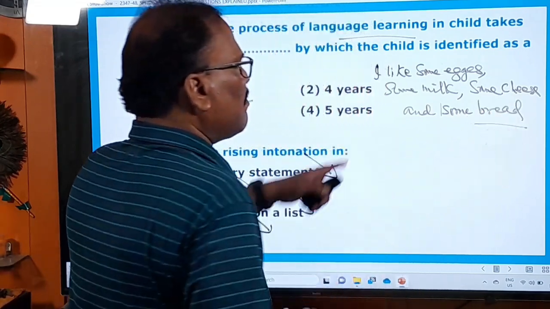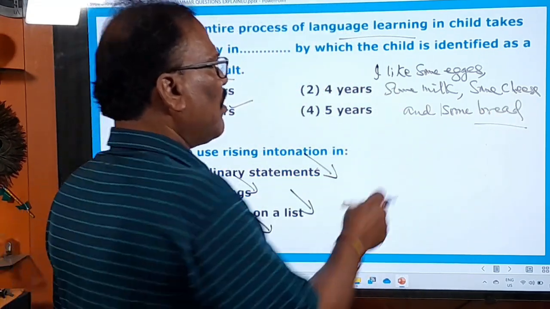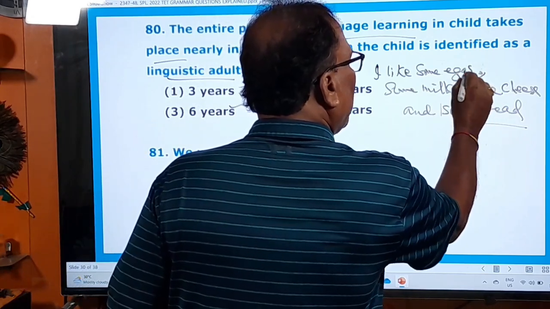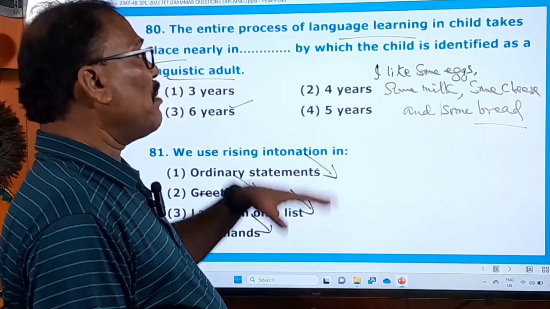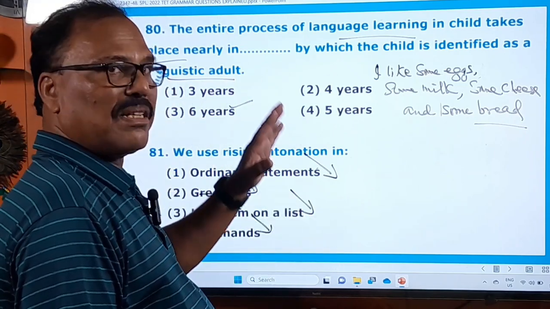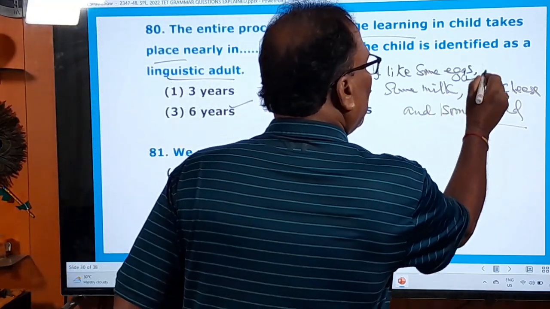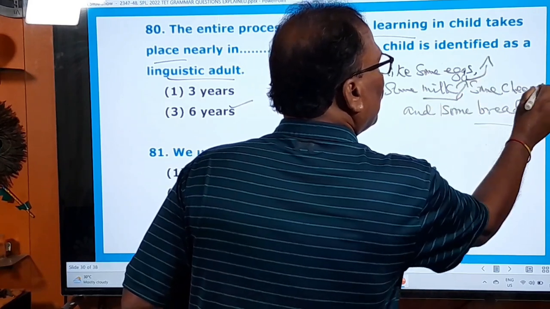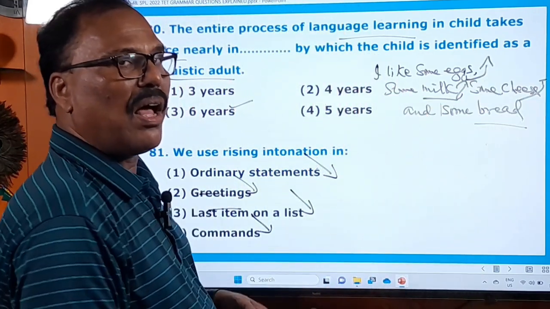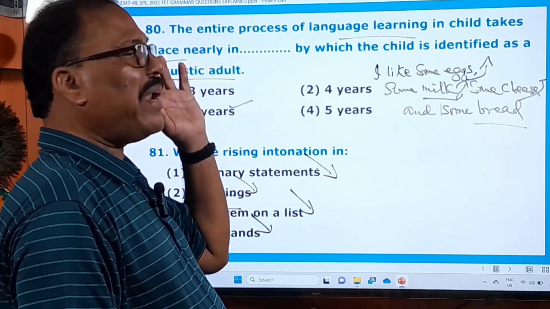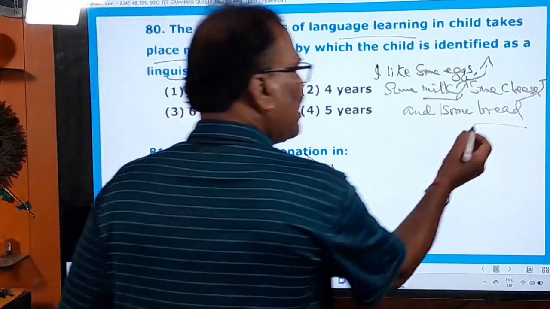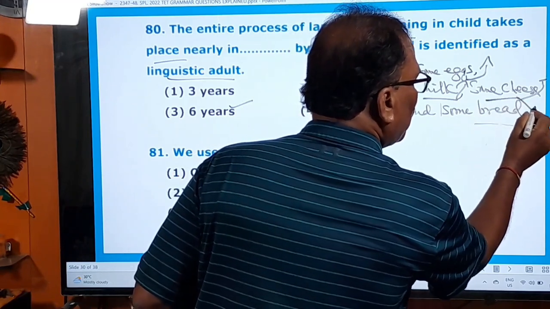How do you read this? I like some eggs, some milk, some cheese, and some bread. In all these items, the intonation will go up, and at the end of the list, you'll fall down.